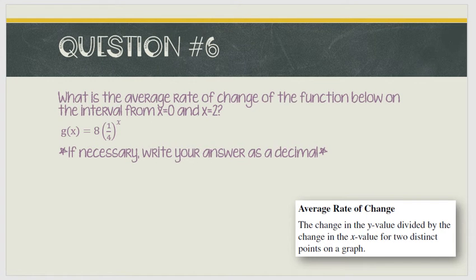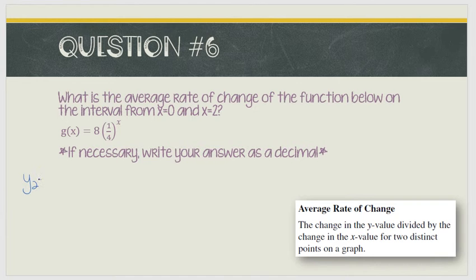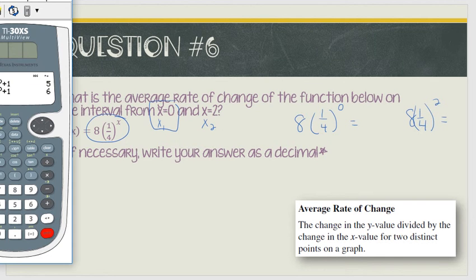So if you will remember, that's when we do our y2 minus y1 over x2 minus x1. So I'm given my x1 and my x2, but I need to go find my y's. So I'm going to take my function and plug in my two values. So when x equals 0, because that's my first x value, and then I'm going to do it again when x equals 2.